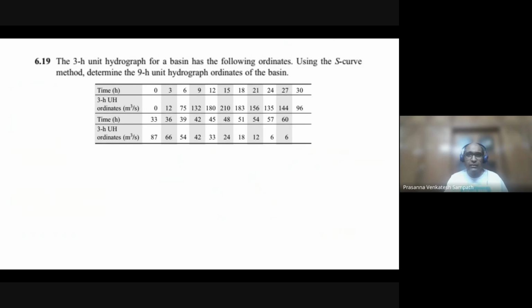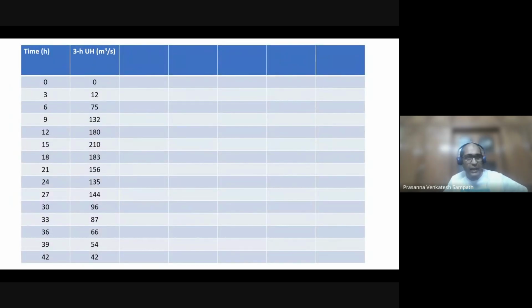Okay, and time goes from 0 to 60 hours. But I'm not going to show all 60. I didn't have space to fit. I had space to fit up to 42 hours. But the procedure is the same, so you know what to do. So I have time from 0 to 42. Let's assume that it ends at 42, for this purpose.